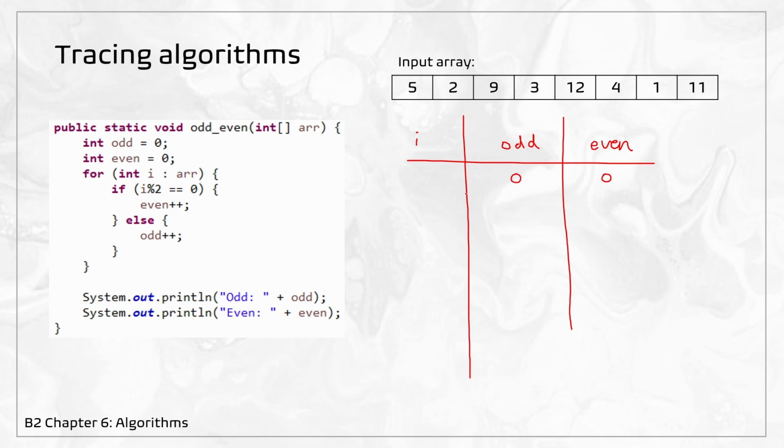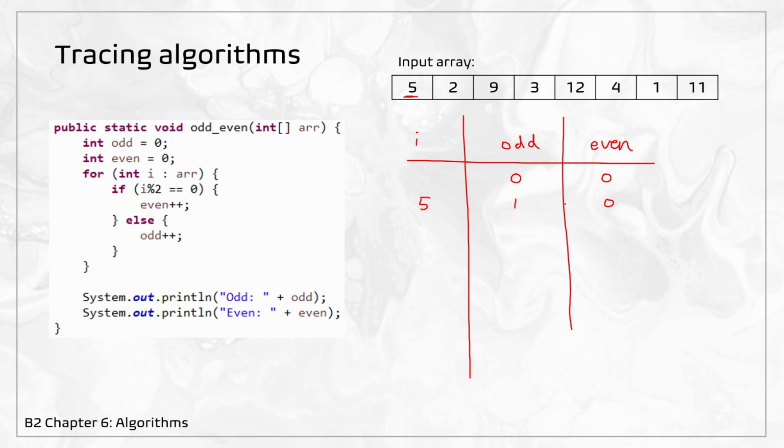Now firstly, I takes the value 5, because this is the first element in the array. So we can just write 5 over here. And since 5 is odd, because 5 modulus 2 is not 0, odd increments by 1. So we can write 1 over here, and even stays at 0.